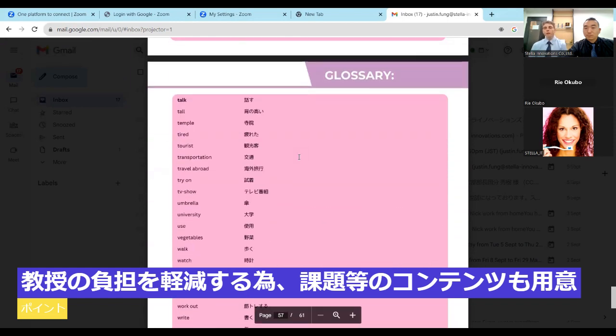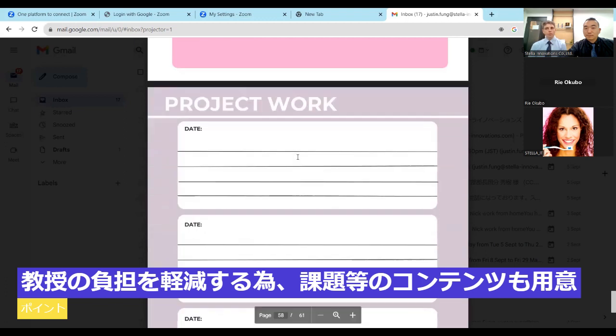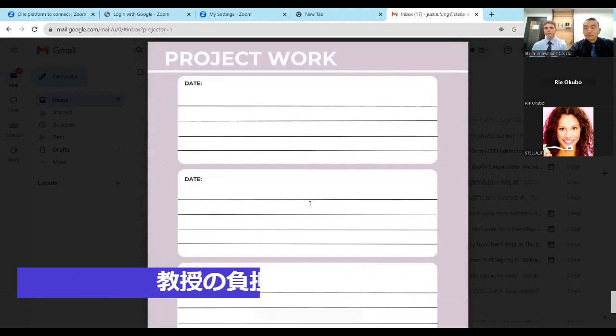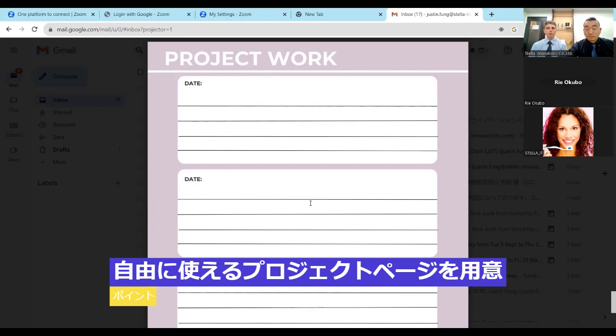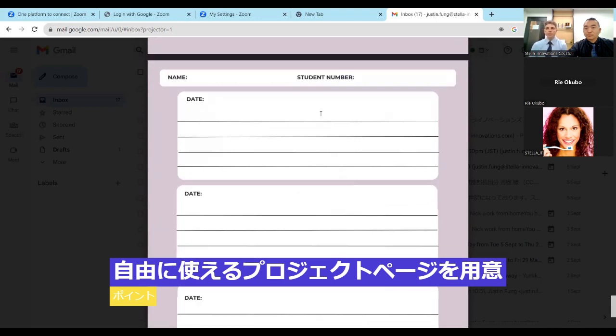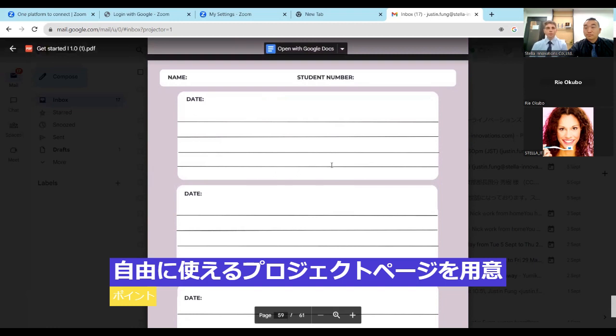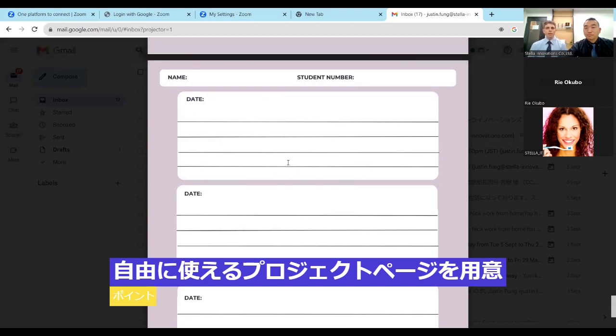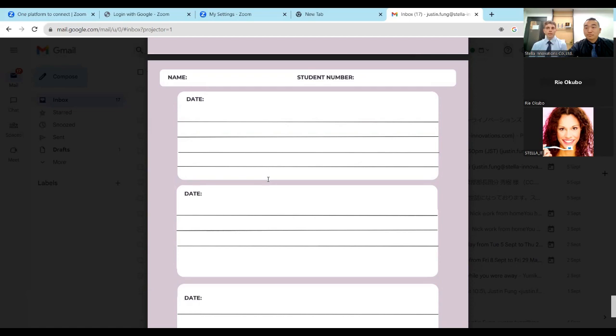There's also some project pages at the back of the book. Many of the university classes, the grading relies on project work, examinations, and then participation or attendance. So thinking about that, we wanted to make sure that there was some pages in the book that were dedicated to project work. We haven't specified exactly what kind of project it's for, because I know that each teacher and each university has their own goals regarding project work. So it's quite generic, which is good.